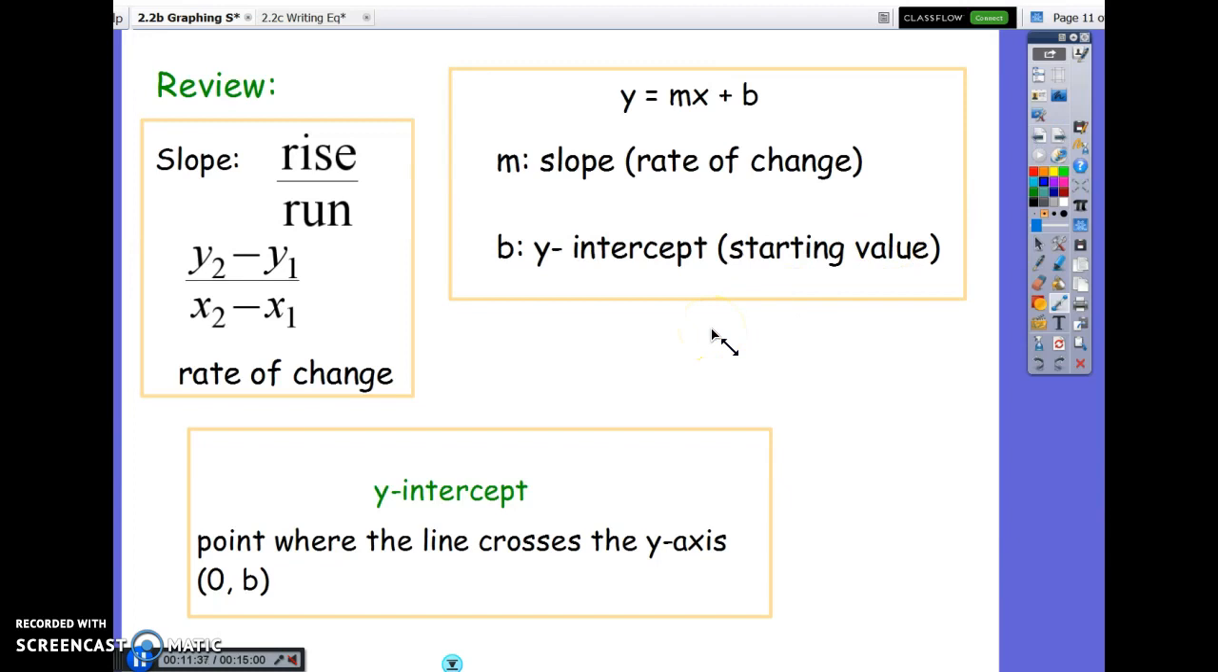So, looking at a couple of reminders, this formula, y2 minus y1 divided by x2 minus x1, that's something you want to start memorizing, as is the fact that slope is the same as rise over run.